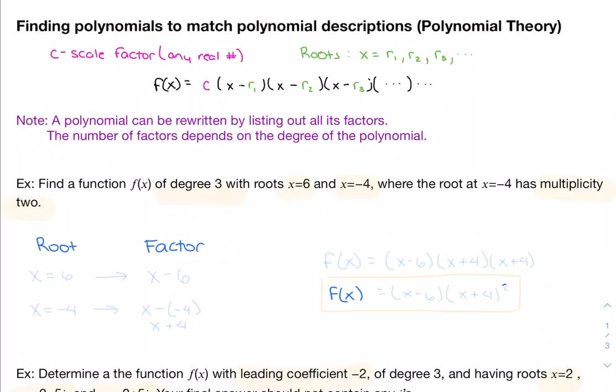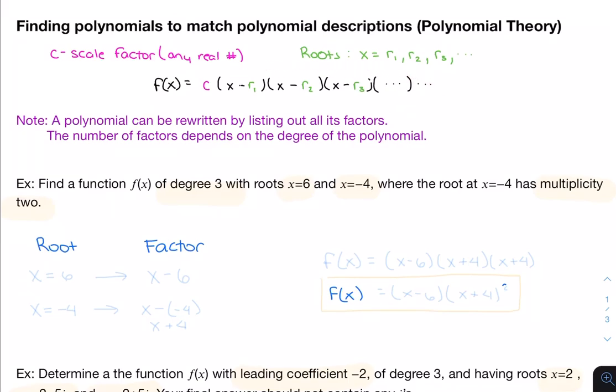So I'll be showing you how to match a polynomial to a polynomial description. All polynomials can always be rewritten by listing out all their factors, and can possibly have a scale factor that is being multiplied. A scale factor is any real number that is multiplied to the whole equation.